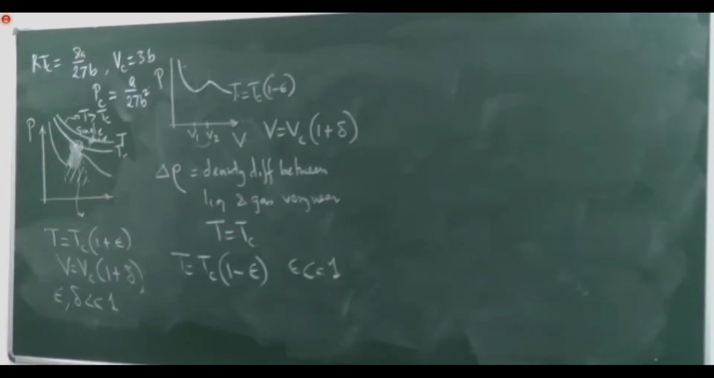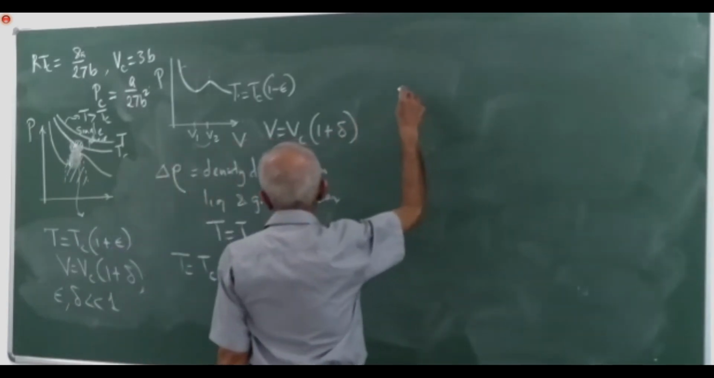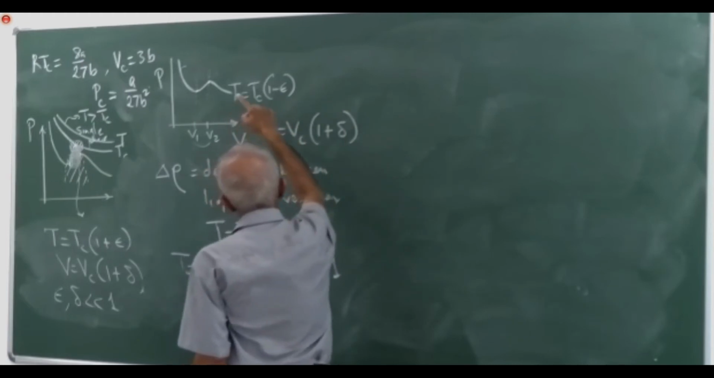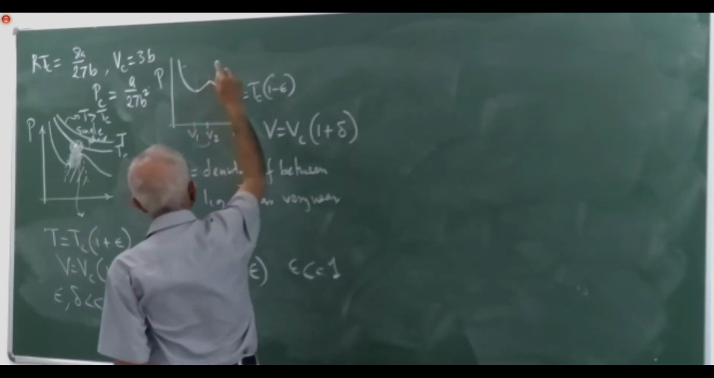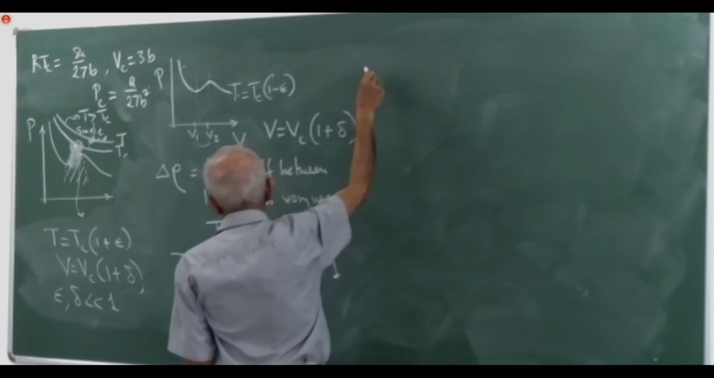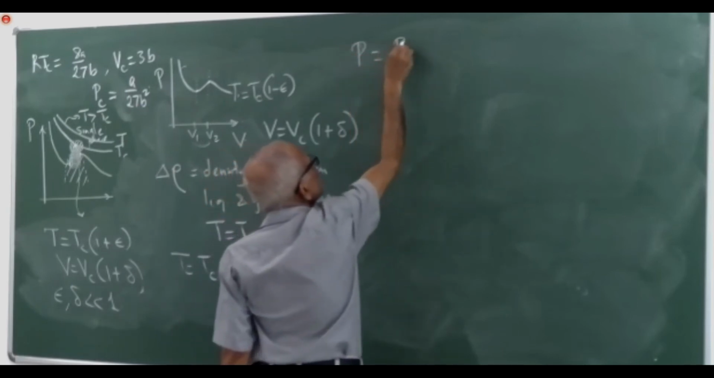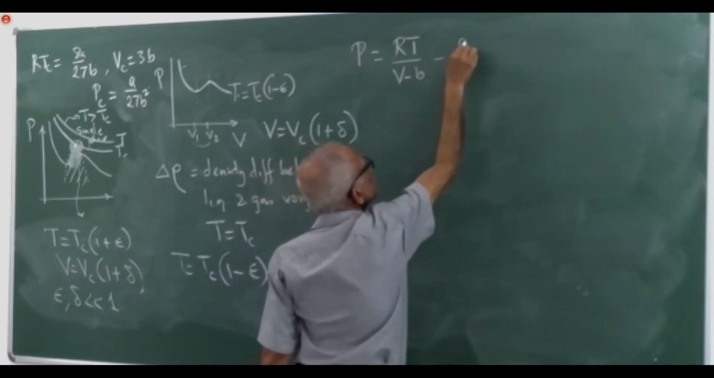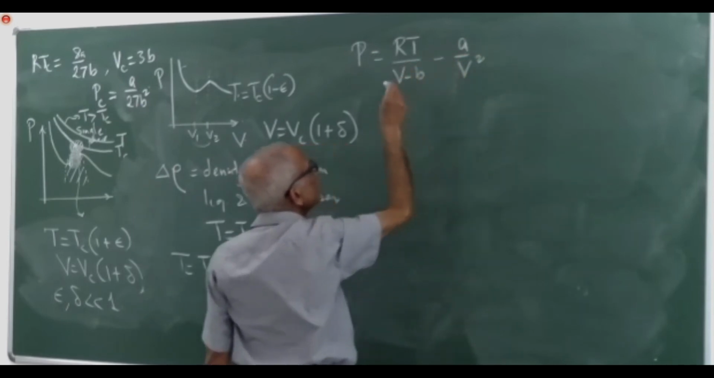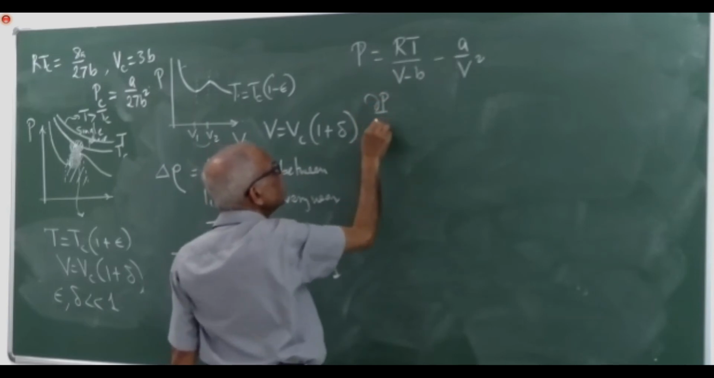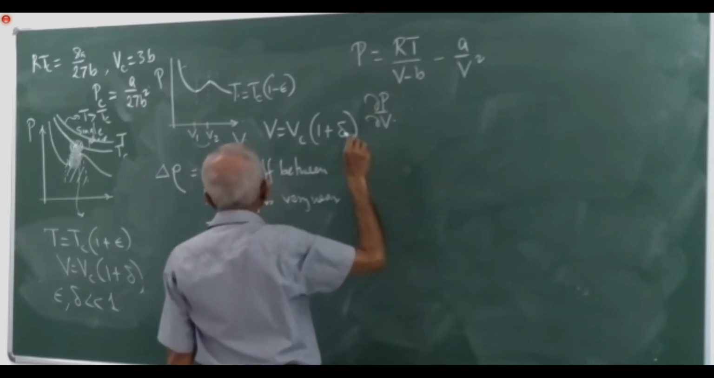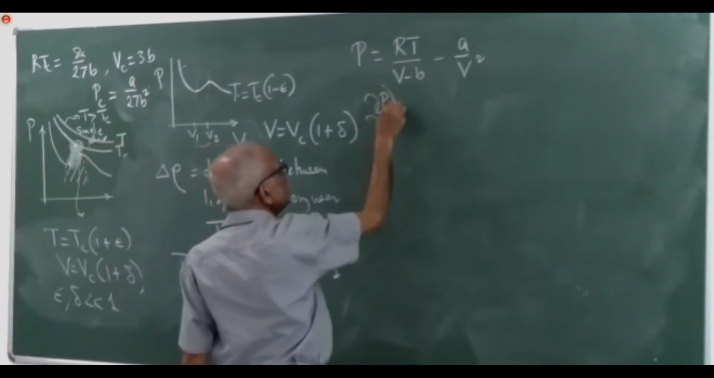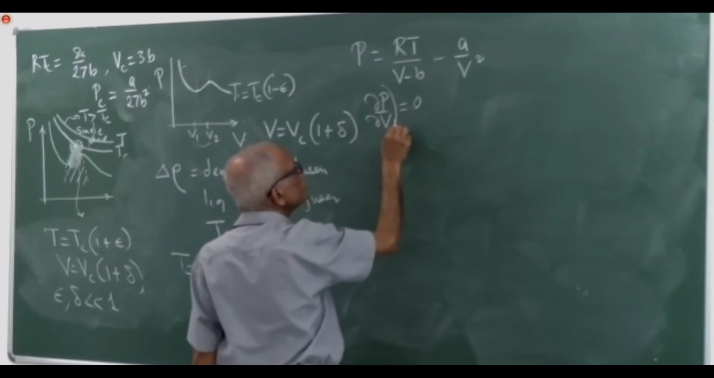So I'm going to go back to this question. I'm interested in finding these 2 points over here. P is equal to RT over V minus B, minus A over V squared. I'm interested in finding the points where del P del V has this change, so del P del V equal to 0.